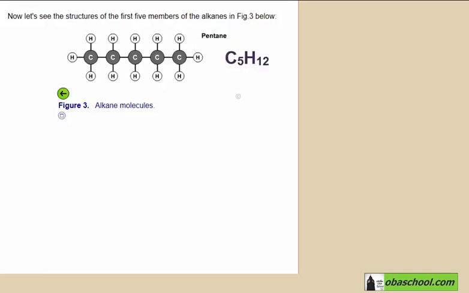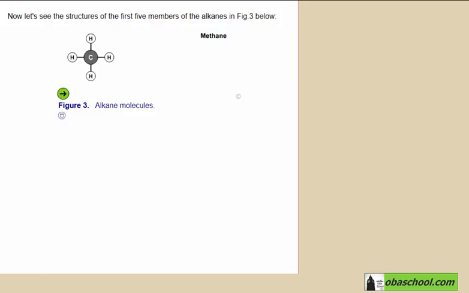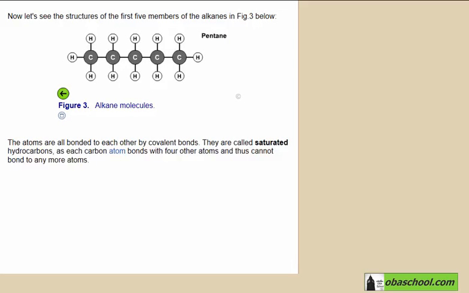So these are the first 5 alkanes: methane, ethane, propane, butane, and pentane. Because all the bonds are covalent bonds, alkanes are called saturated hydrocarbons, as each carbon atom is bonded with 4 other atoms and thus cannot bond to any more atoms.